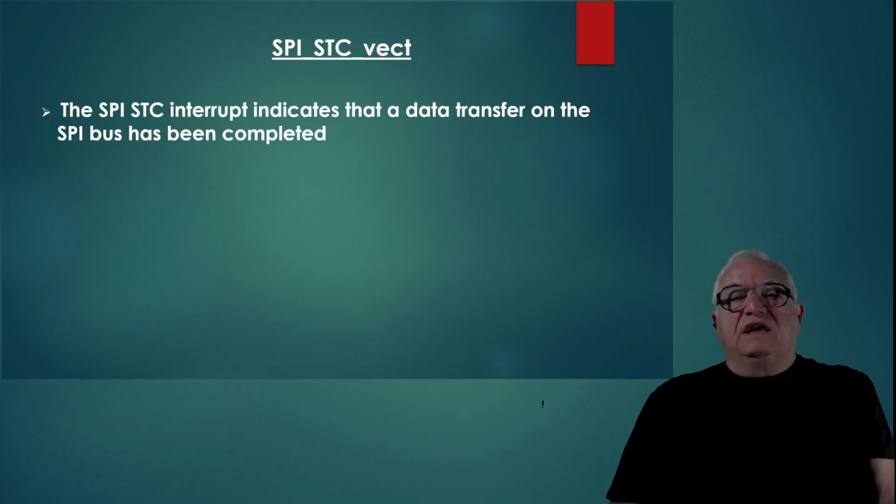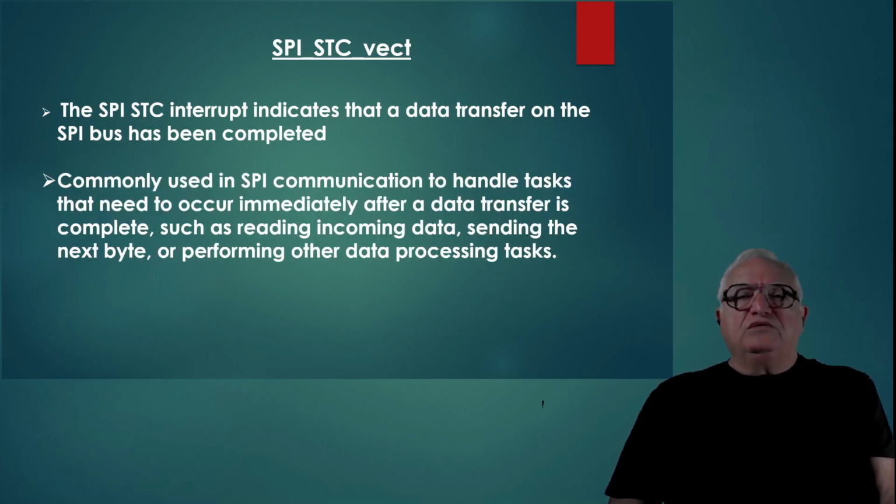Now let's look at the SPI data transfer complete. The SPI interrupt indicates that the data transfer of the SPI bus has been completed. Commonly used in SPI communications to handle tasks that need to occur immediately after the data transfer is completed, such as reading incoming data, sending the next byte, or performing other data processing tasks.